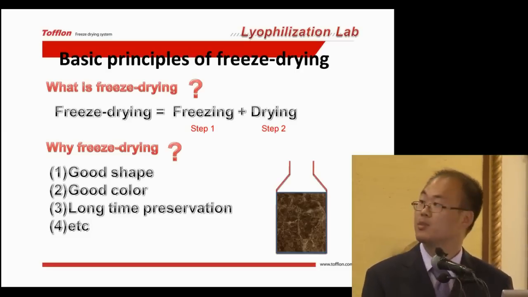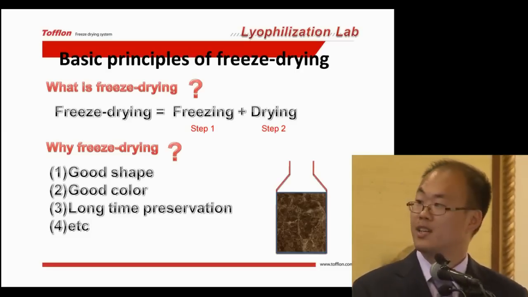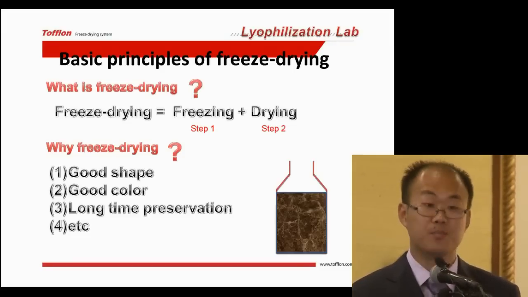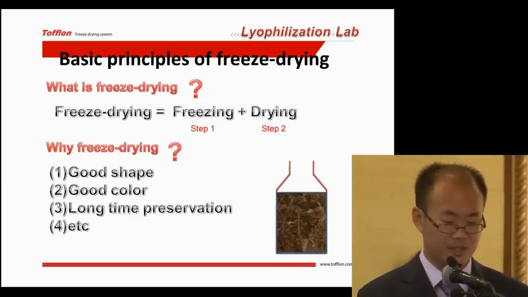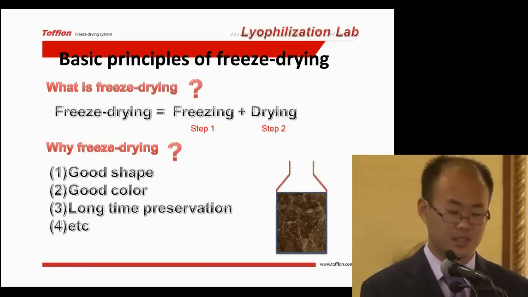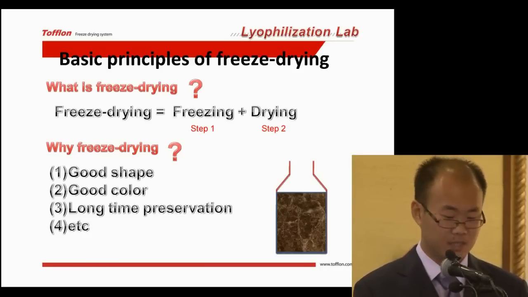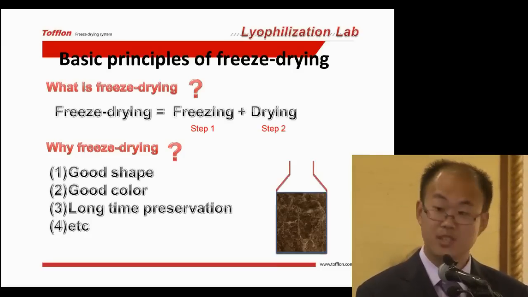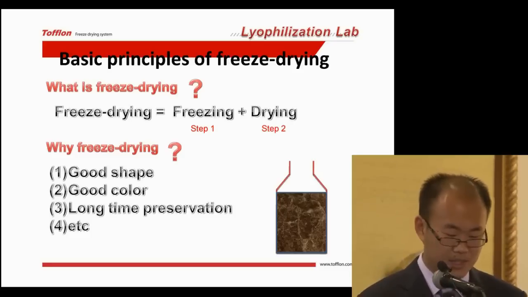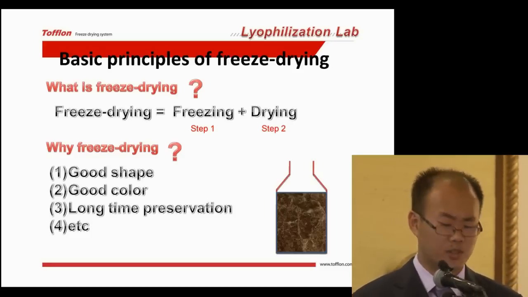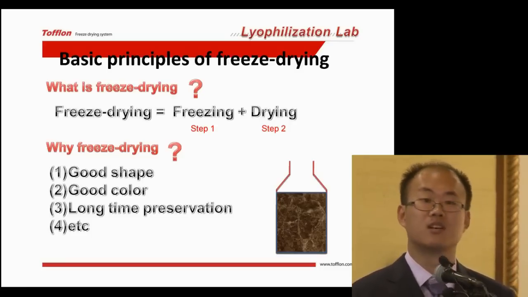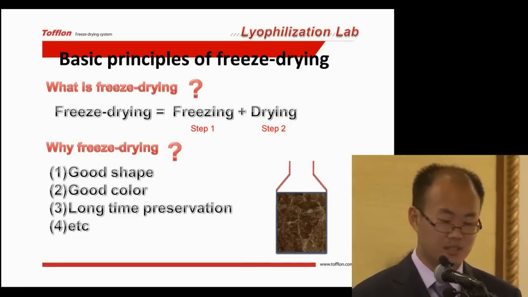So let's begin. We can find that the frozen layer appeared. The top of the product becomes the frozen layer, and the bottom of the vial is also frozen. A dried layer appears. As time goes on, all of the frozen layer becomes dry layer. So that is the whole process of freeze drying in the flash.